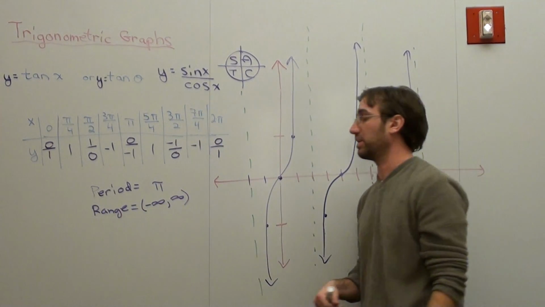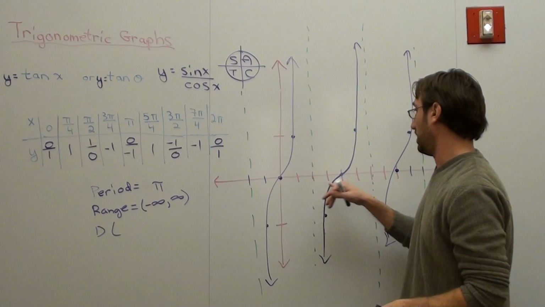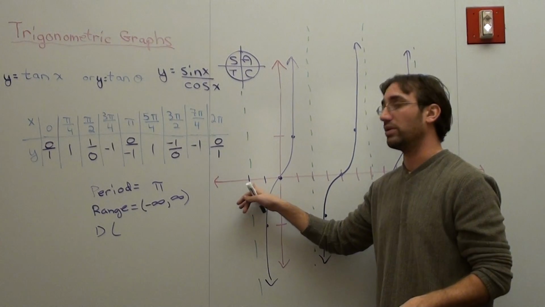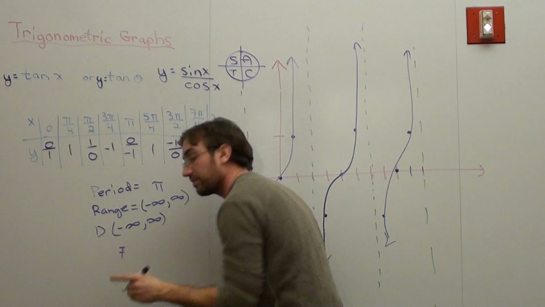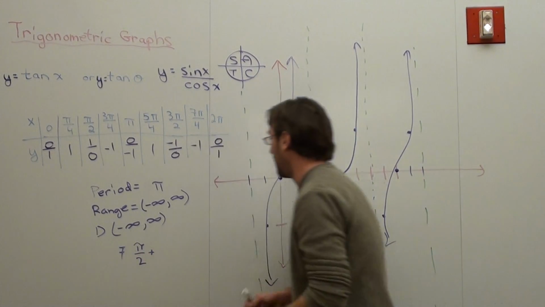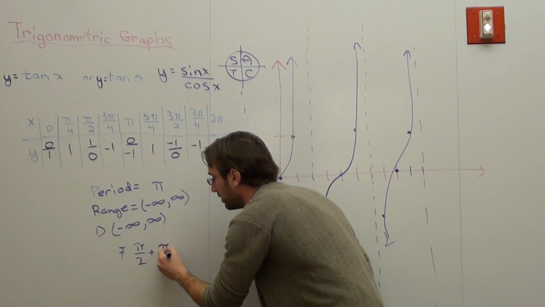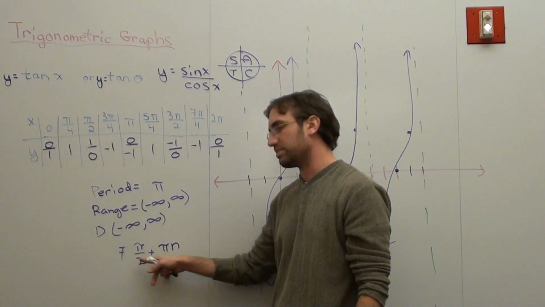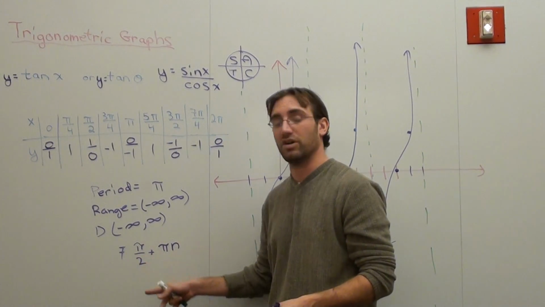Now the domain's really interesting because it doesn't include all the x values. It doesn't include pi over 2, it doesn't include 3 pi over 2, it doesn't include negative pi over 2. So basically, the domain includes negative infinity to positive infinity, except it does not include pi over 2 plus every pi multiplied by an integer. Every interval of pi after pi over 2 is not included. So 1 pi plus pi over 2, 2 pi plus pi over 2, 3 pi plus pi over 2, negative 1 pi plus pi over 2, negative 2 pi plus pi over 2, etc.